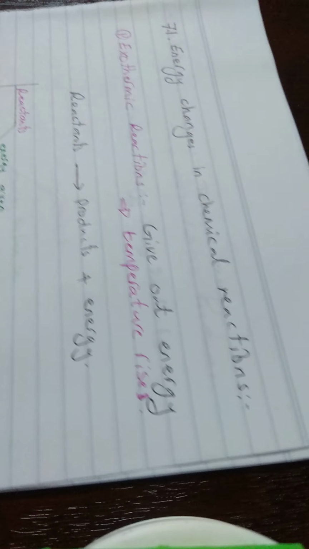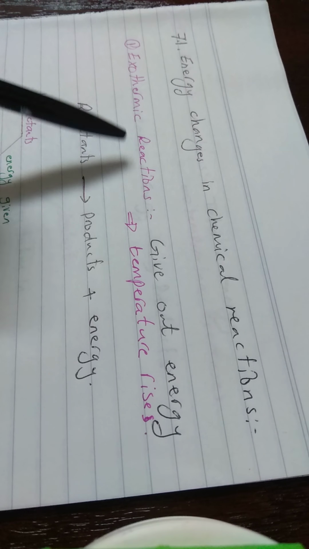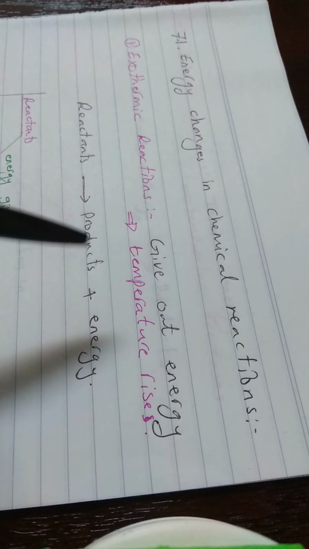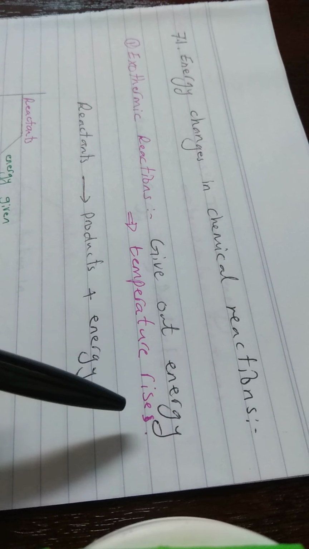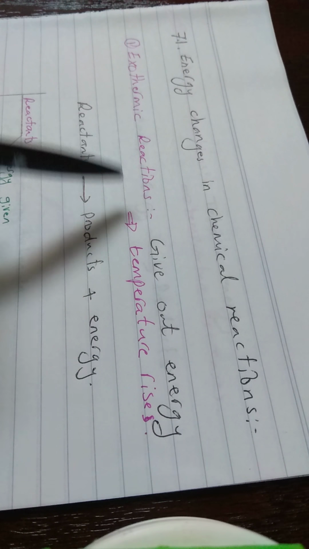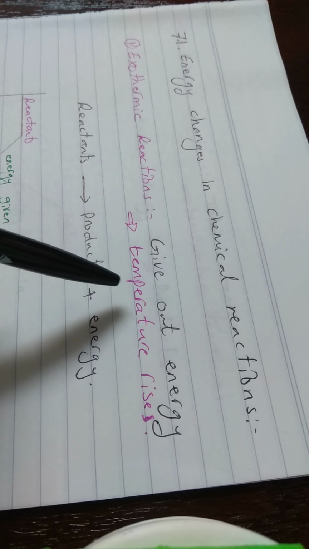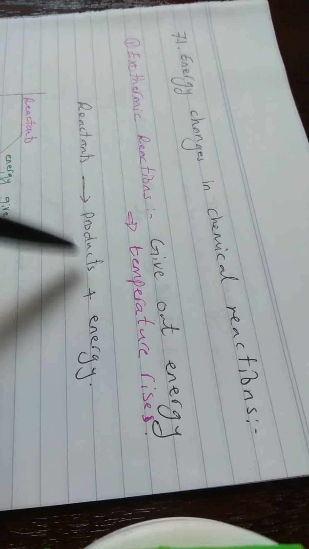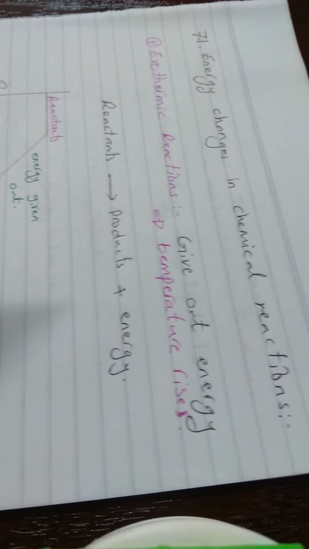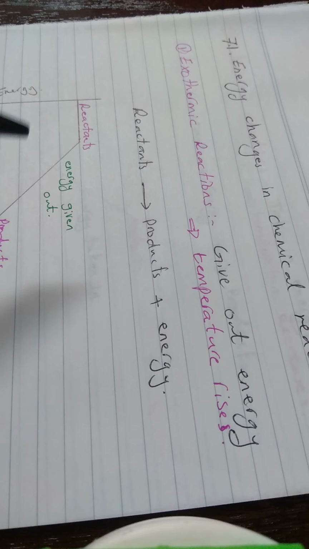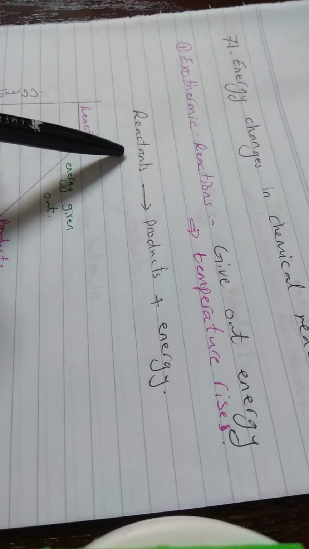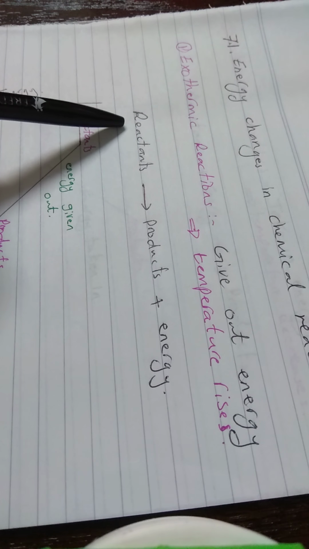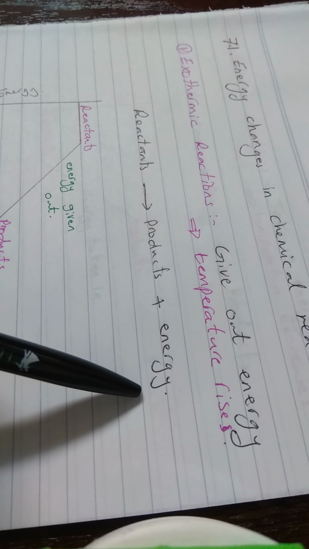The first type is the exothermic reaction. Exothermic reactions are the reactions that give out energy. So the temperature in these reactions rises up. If we have any reaction in which the temperature rises up, this is an exothermic reaction, so the energy is given out. The equation is written this way. Reactants give products and energy. So reactants, then products plus energy.